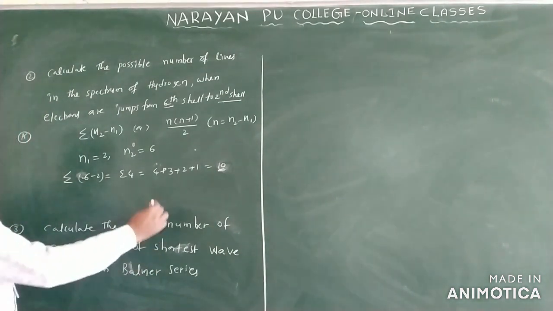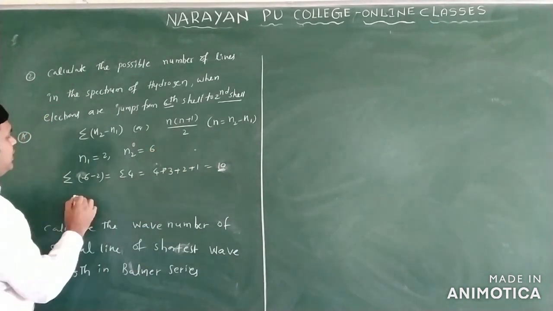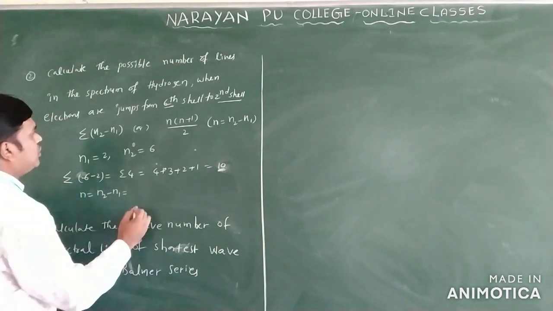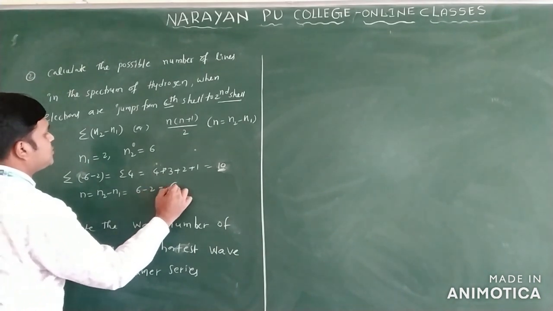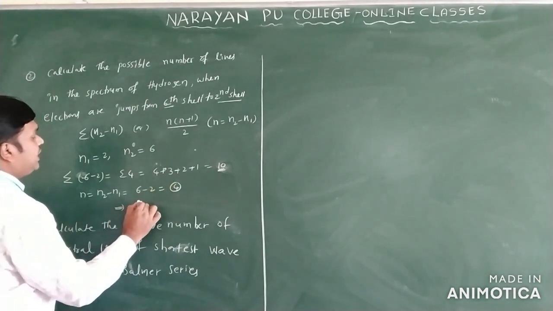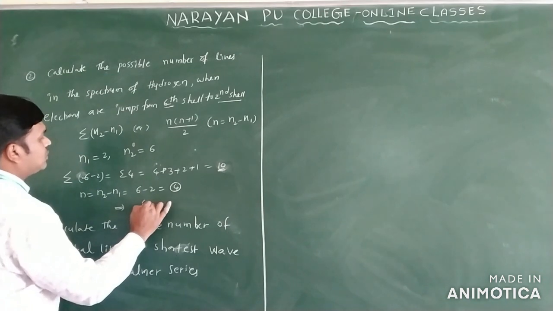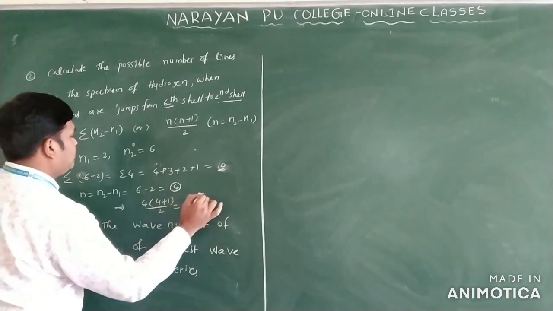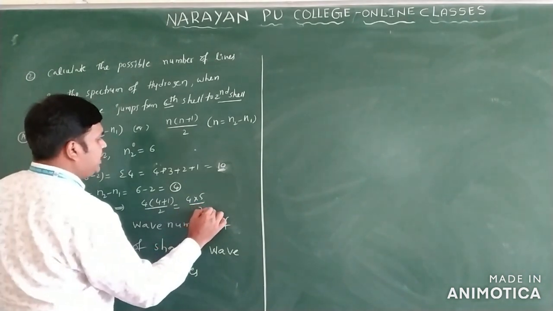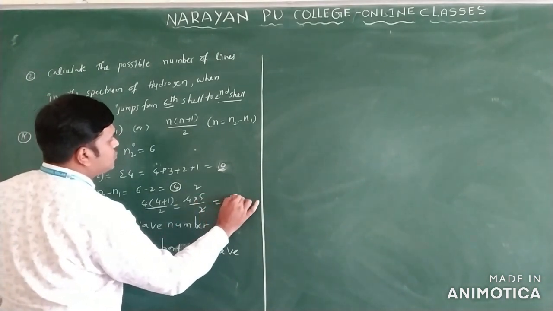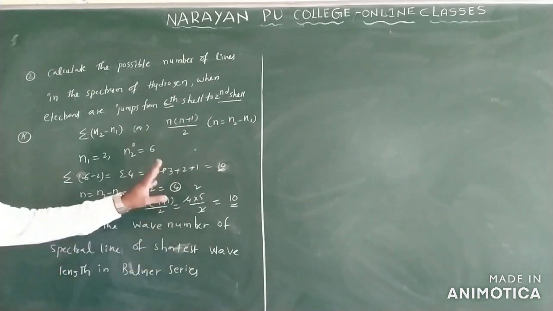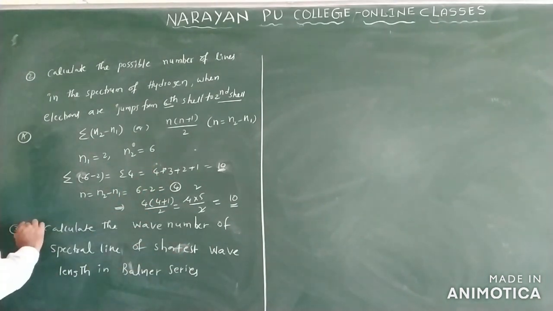If you want to use the other formula, n is equal to n2 minus n1, that means 6 minus 2, which is equal to 4 only. So n value is 4. This is 4 into (4 plus 1) by 2, that is 4 into 5 by 2. The 2 cancels, and here you got 10 only. In both cases you got 10, the maximum number of spectral lines. You can use any of the formulas.